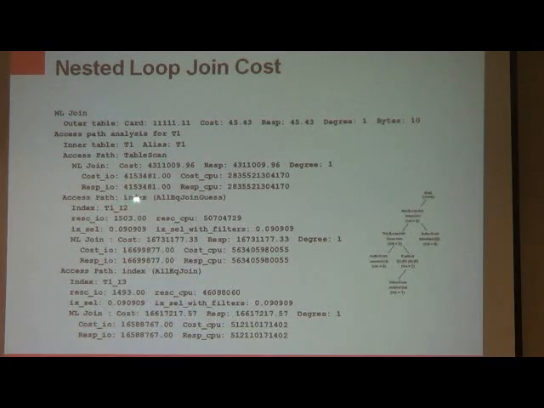If I use this index to do my join, this would be my cost. If I use this other index, this would be my cost. So now if I compare those costs, this one, this one, this one, which one is smaller of those 3 values?